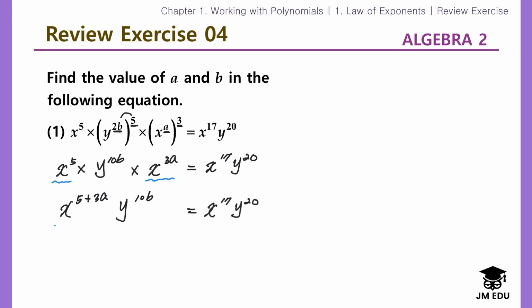So here we have the term with the base x, here the term with the base x. They are equal to each other, which means 5 plus 3a must be equal to 17. So 5 plus 3a is equal to 17, and 3a equals, subtract 5, that's 12, divided by 3 gives us a is equal to 4.